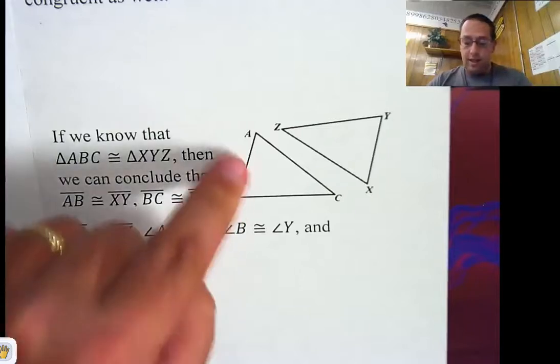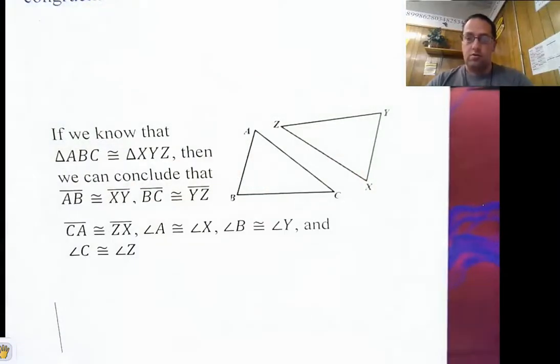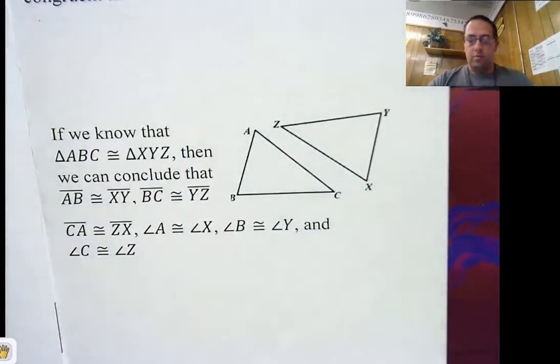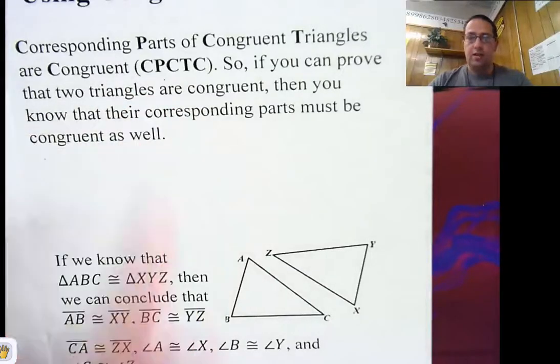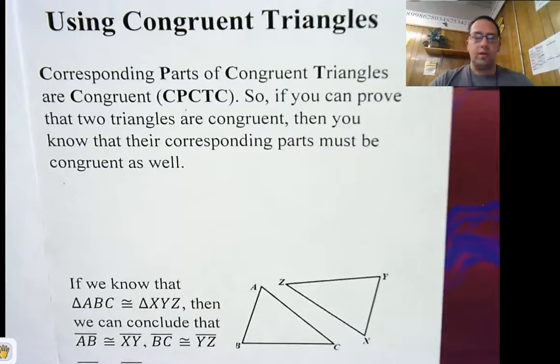I can't say that AB is congruent to XY unless I already know that this triangle is congruent to that triangle. All right. So before you use CPCTC, you have to already know the triangles are congruent. That's the thing that most people mess up on that.